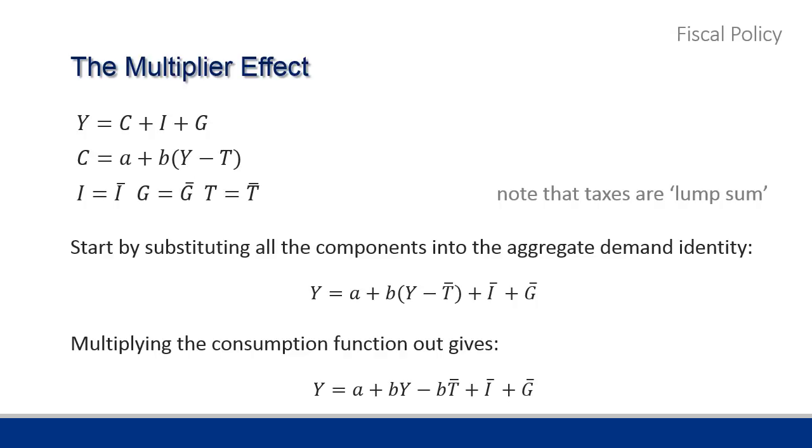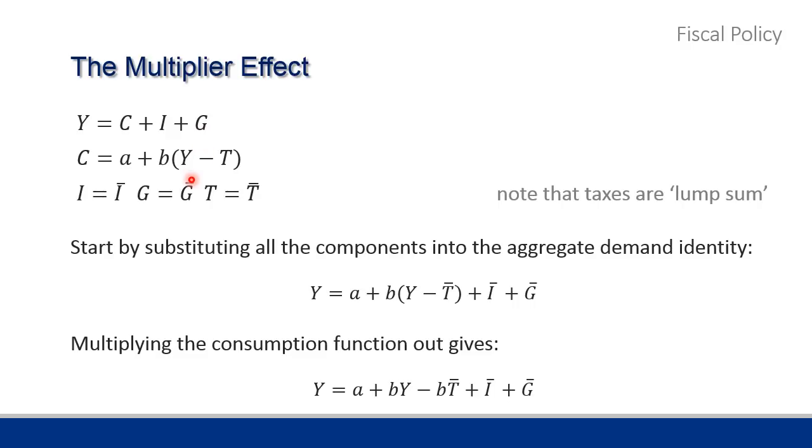So consumption has a consumption function, C is equal to little a, autonomous consumption, plus b, which here is the marginal propensity to consume, times disposable income, Y minus T. We have that I is exogenous at I bar, G is exogenous at G bar, and T is exogenous at T bar. So we start by substituting these components into the original income identity. We replace C with the right-hand side of the consumption function, replace I with I bar, and G with G bar.